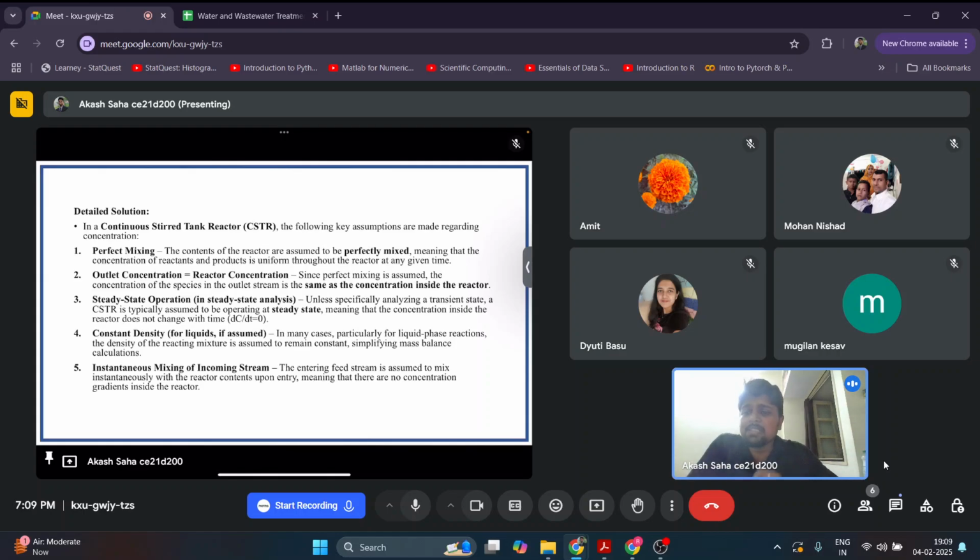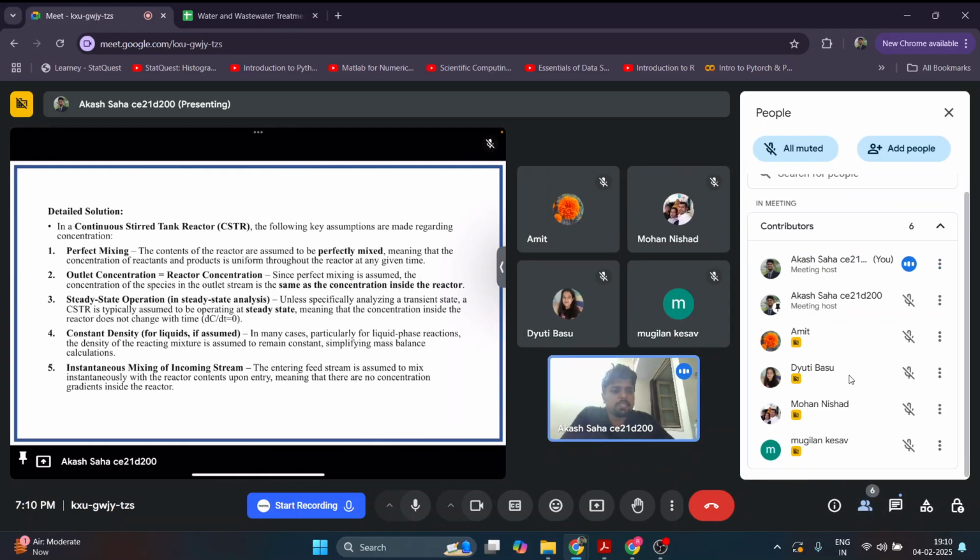And the last thing is instantaneous mixing of the incoming stream. As I told you, the entering feed stream is assumed to mix instantaneously with the reactor contents upon entry, meaning that there are no concentration gradients inside the reactor. So these are the 5 basic assumptions for the design of a CSTR. Is there any problem for any of you? I hope it is clear.